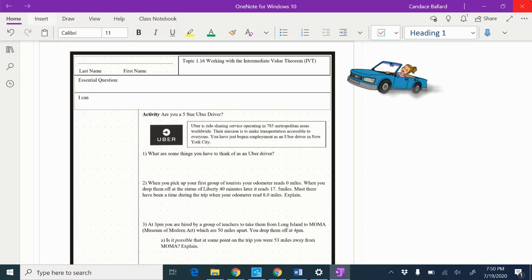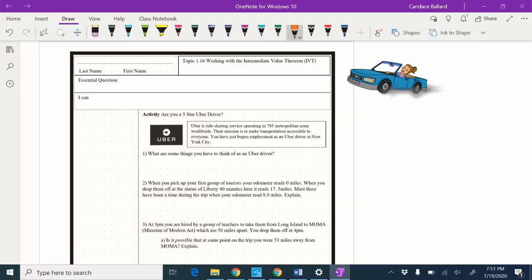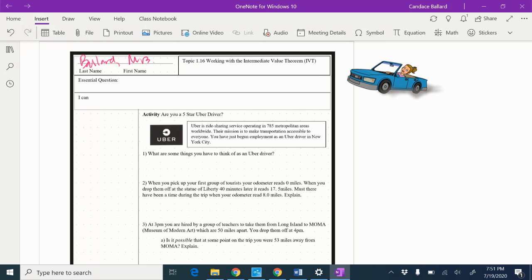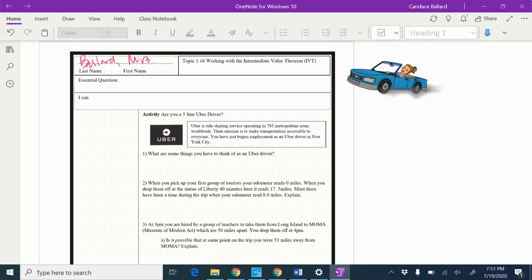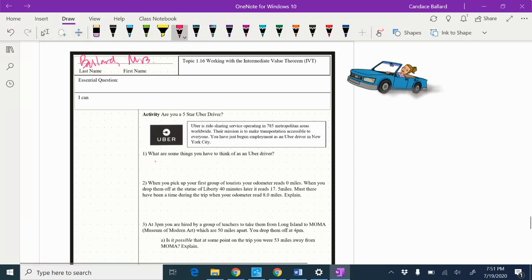So as always, we want to make sure that we have written our name on here. So just make sure that you've added your name up to the top there. And I'm going to do something a little bit different today. I am going to try to type some of my answers here. It's not liking it because I'm using the pen instead of the cursor.